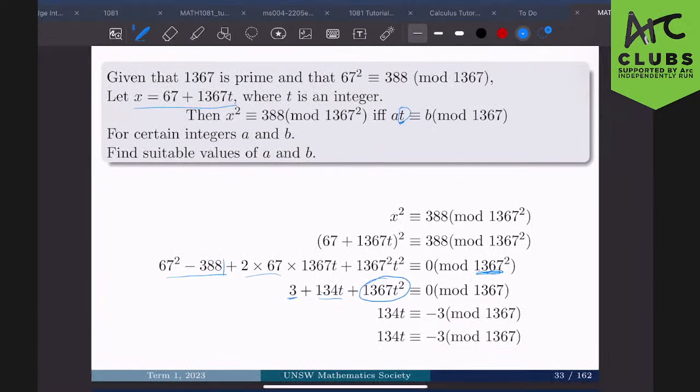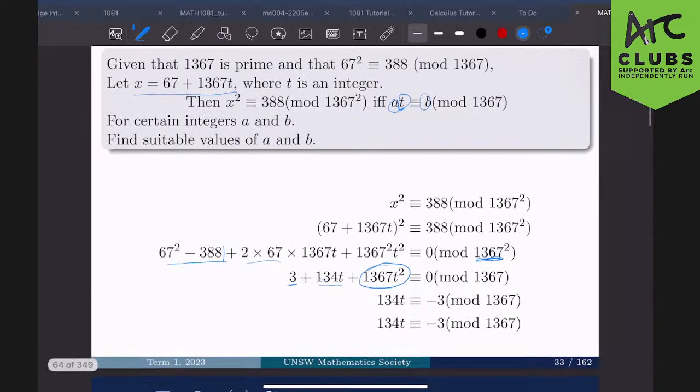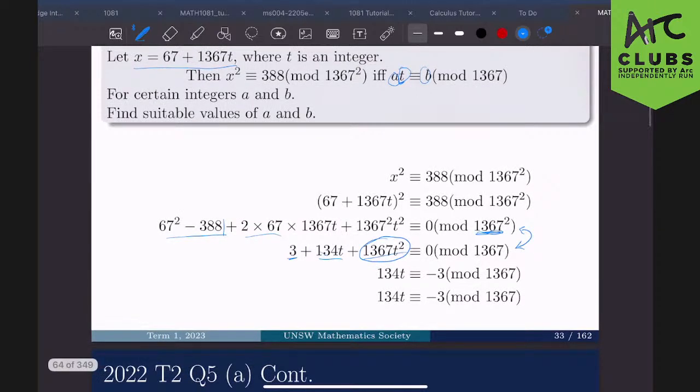And we can just look back at the form. It's A and B. It's just applying the rules that we've learnt, right? We can divide the entire equation by 1367, and then this will cancel out, and now we're left with a much simpler form.